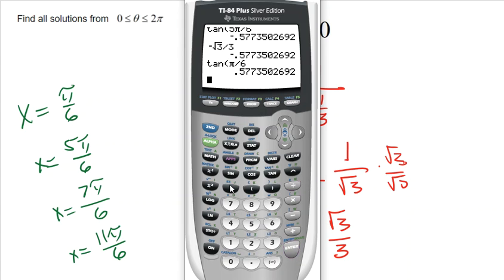So again, you could easily use your calculator to check your work. It kind of makes it pretty nice. And again, this could be for any problem. Just make sure you're in radian mode if you're going to use radians.